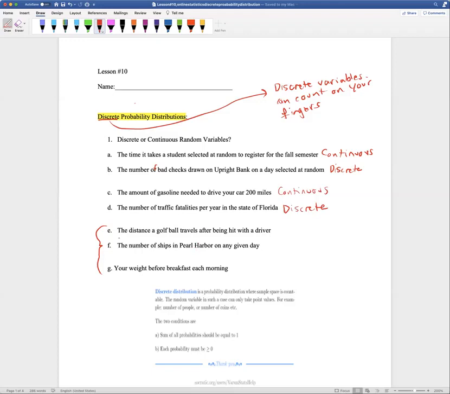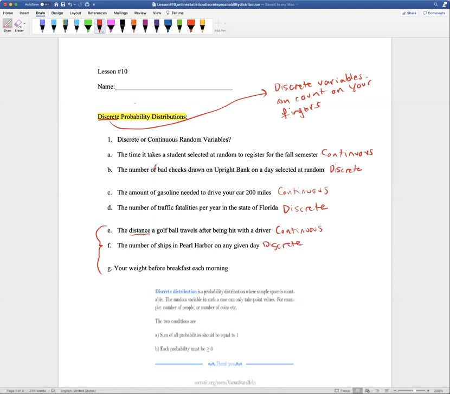Okay, so take a look at E. The distance a golf ball travels after being hit with a driver. Well, remember, distance is something that we have to measure. So that's going to be continuous. We need a tape measure, we need a ruler, we need something to help us measure distance, some type of counter to help us measure distance. The number of ships in Pearl Harbor on any given day. Well, again, that's something we can count with our fingers, right? So that's discrete.